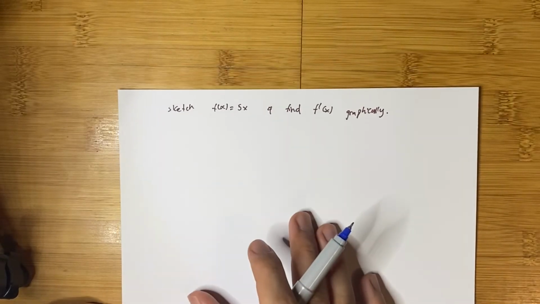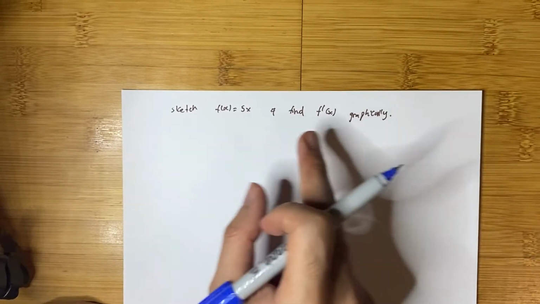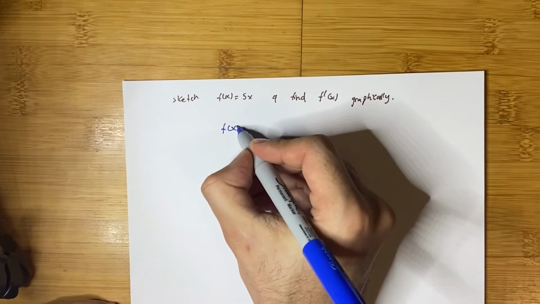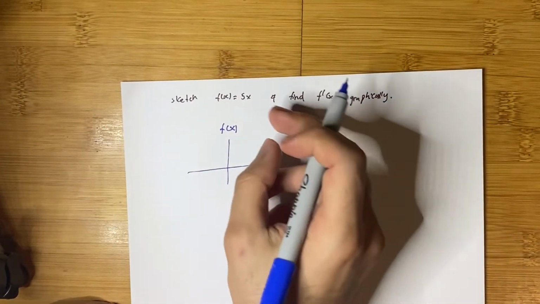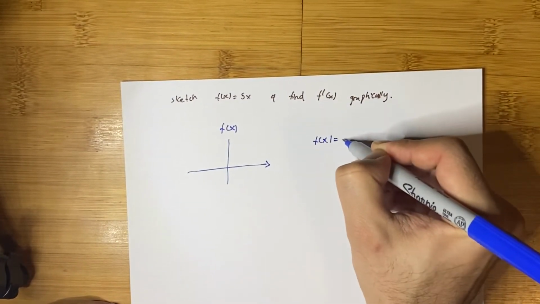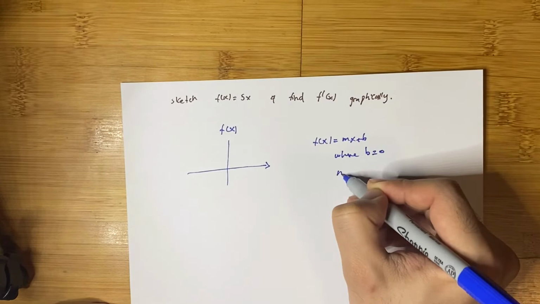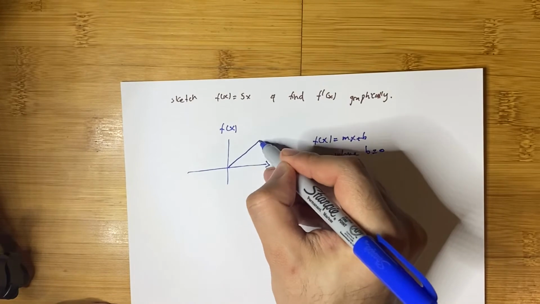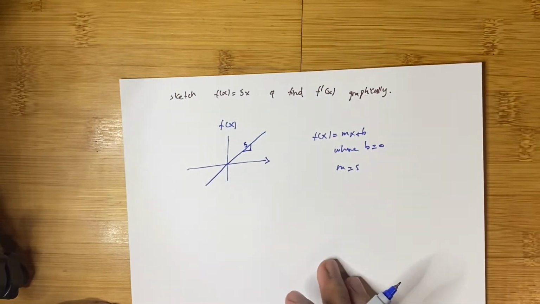So here what we have is we are given this function, and it says graph that function and then graph its derivative. Let's graph f of x first. This will be a linear function in the form of mx plus b, where b is 0 and m is 5. So it has a positive slope and the y-intercept will be 0. Okay, this is 5 and that's f of x.